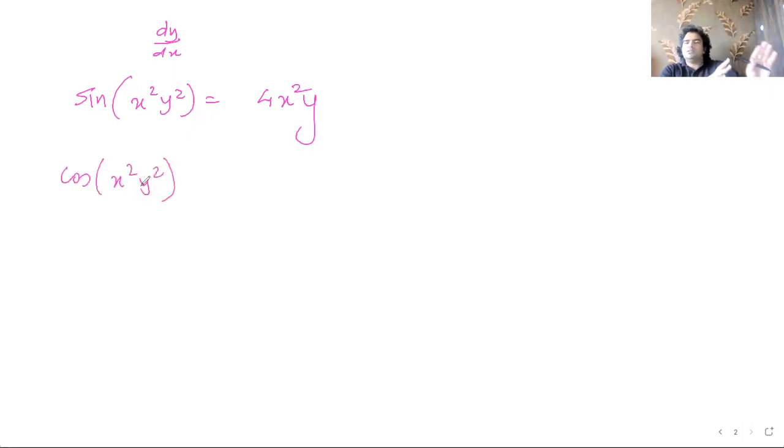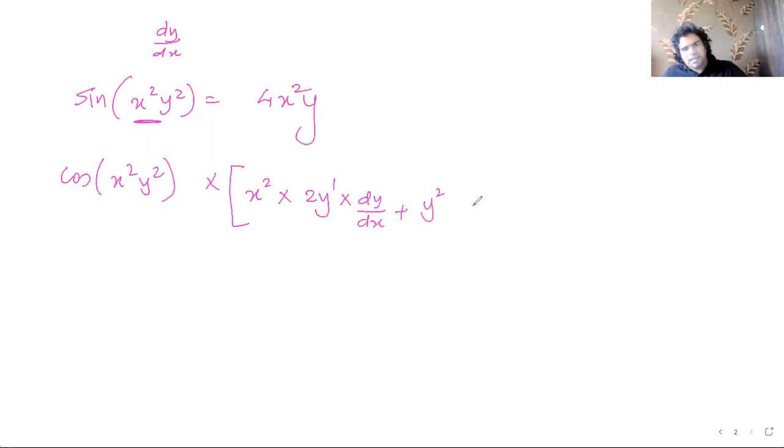So first step, you don't touch the child function, into, now comes the derivative of x squared y squared, which is the child. So x squared y squared derivative will be x squared times the derivative of y squared, which is 2y, so times dy by dx, plus y squared times, as it is, times 2x, equals to, now here also product rule, so it'll be 4x squared as it is, times derivative of y will be dy by dx, plus y as it is, times derivative of 4x squared, which is 8x.